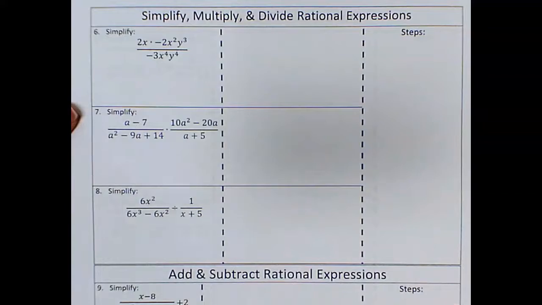Number 6, simplify, multiply, and divide rational expressions. So we want to make sure that we cancel out only common factors that we have on top and bottom. And so when we do that, we've got to make sure that anything left over stays in its spot. So if it's left over on the top, it stays on the top. If it's left over on the bottom, it stays on the bottom.